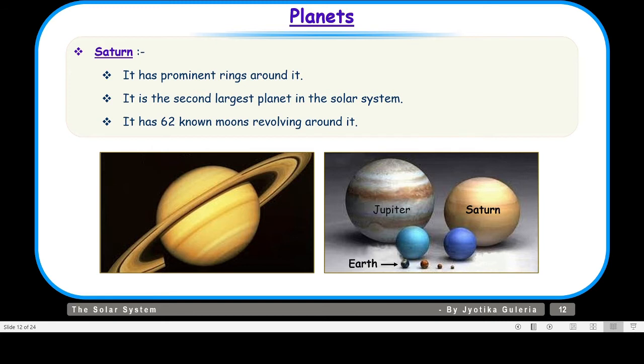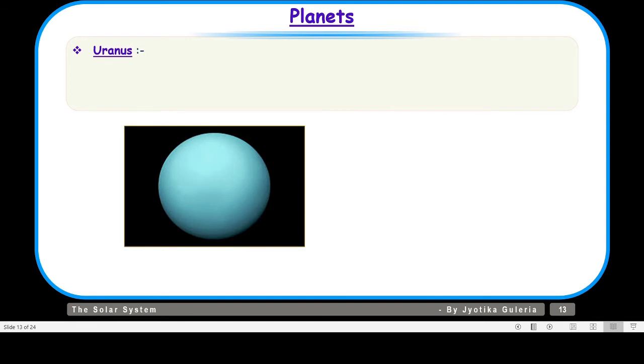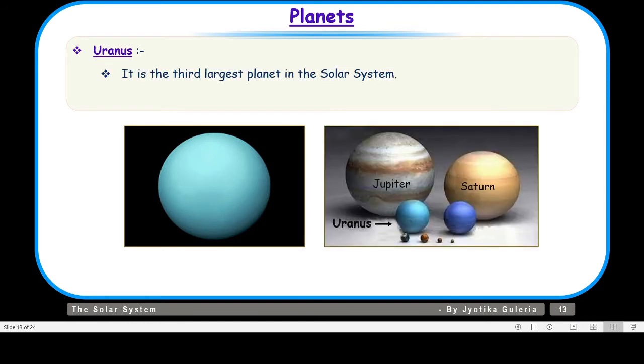And now the seventh one is Uranus. It is the third largest planet in the solar system. We know that Jupiter is the largest, Saturn is the second largest planet, and Uranus is the third largest planet. It has 27 known moons revolving around it. It is also called the cold planet as it is made up of ice and water.